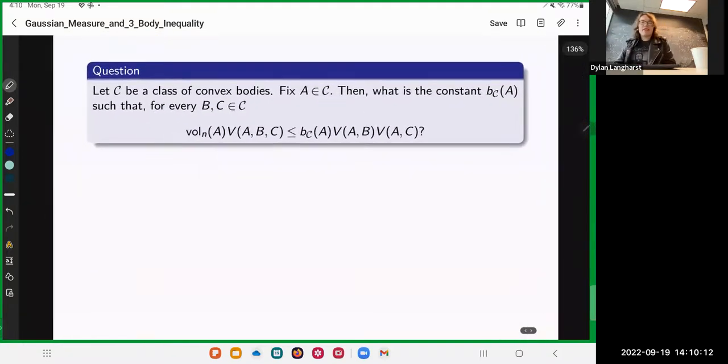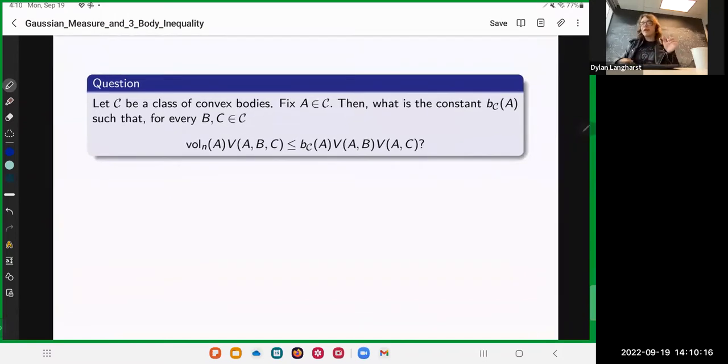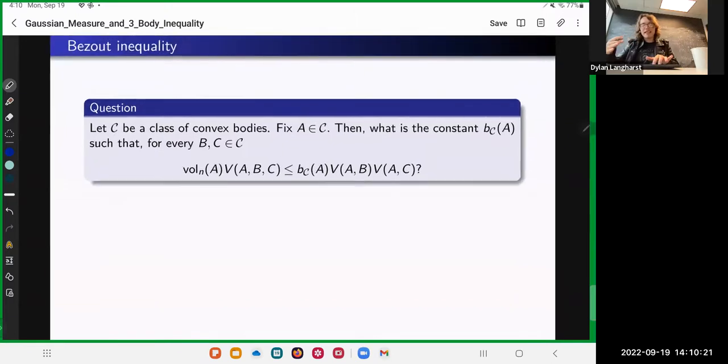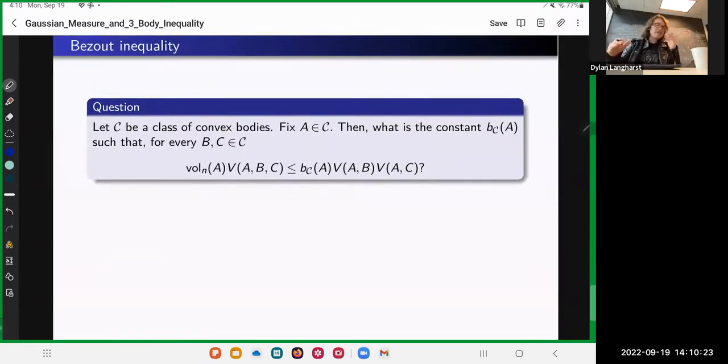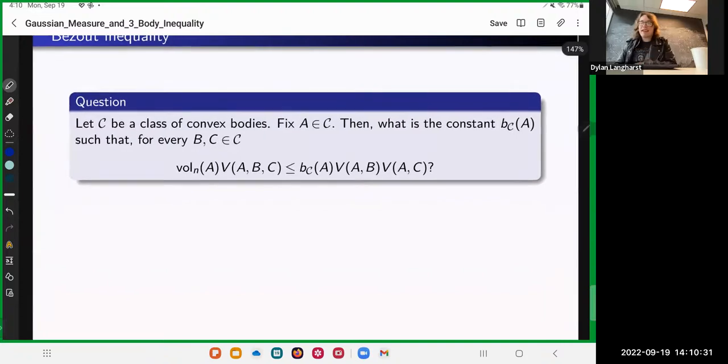Okay, so now we get to what is slowly being called a Bézout inequality. It's kind of like a reverse Alexandrov-Fenchel, but we're calling it these days a Bézout inequality for reasons that connect to algebraic geometry. So let's say we have some class C of convex bodies, and we're going to fix some convex body A in that class. Then what is the constant B_C(A)?